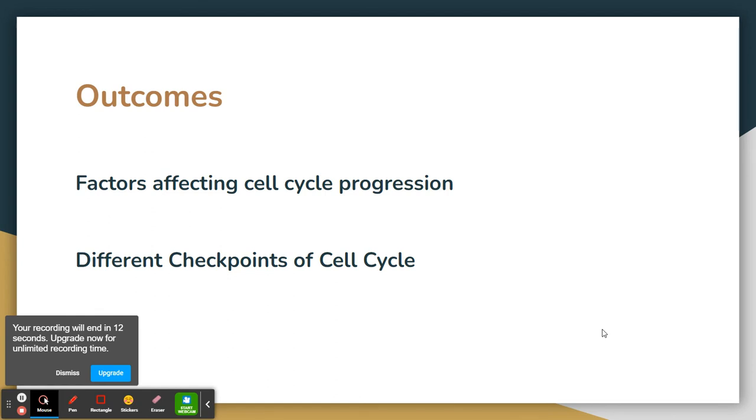With this, we come to the end of the chapter, and we have learned about factors affecting cell cycle progression and different checkpoints of the cell cycle.